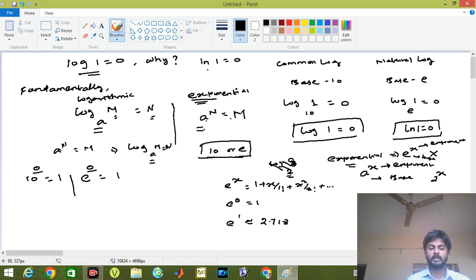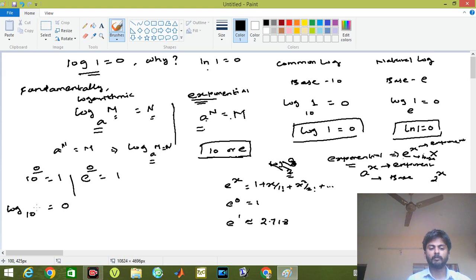Because anything power 0 equals 1. Now if this 0 is in my exponent, what will become my result? In logarithmic form, 0 is going to be my result, and I am going to have log. What is the base here? The base is 10, the base will never change, and what is the result here?